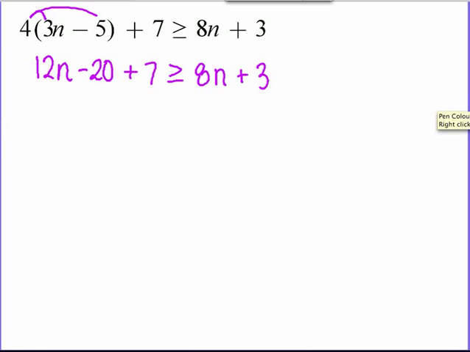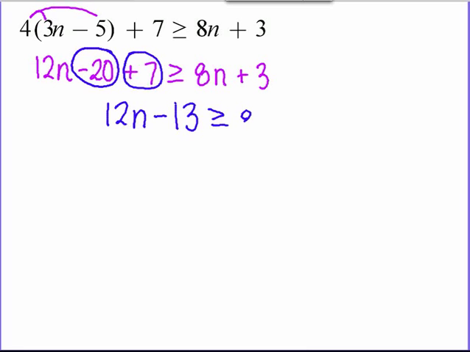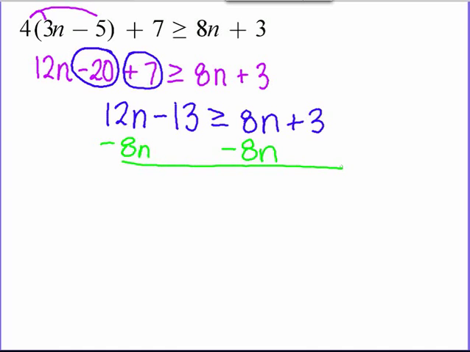Next step, what I would do, I would combine the negative 20 and the positive 7. So I end up getting 12n minus 13 is greater than or equal to 8n plus 3. Okay, next step, what do you think we should do? Subtract 8n. So I end up getting 4n minus 13 is greater than or equal to 3.